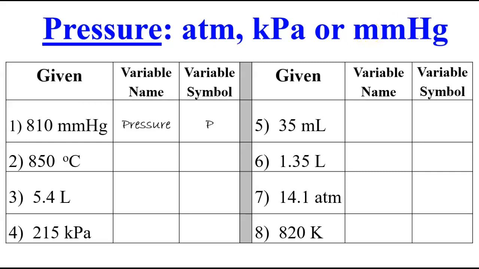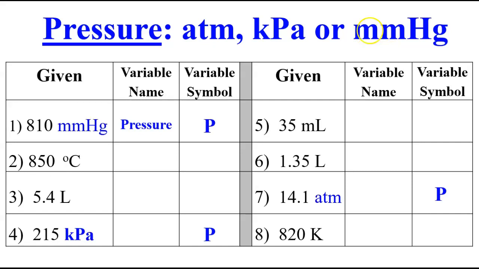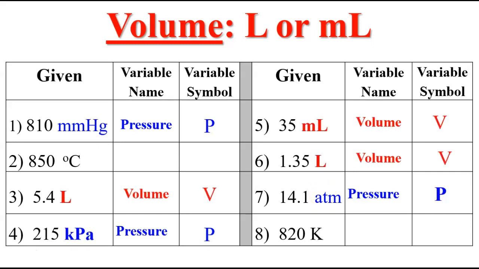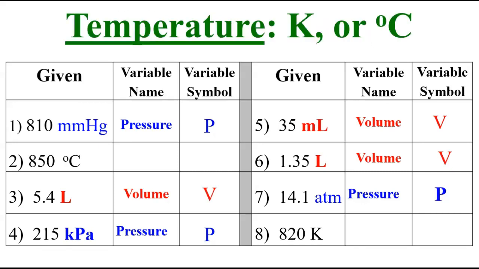But for our pressure, we have a total of 3. Okay, number 1, number 4, and number 7. Those are pressure values. Looking at volume values. Volume, remember, is going to always be given in the units, liters or milliliters. So hopefully you found the 3 volume values right there. And then for temperature, we're given temperature in either degrees Celsius or Kelvin. So those are our 2 remaining ones.